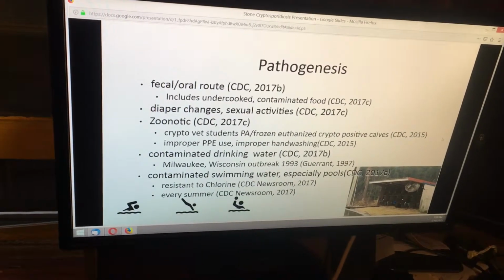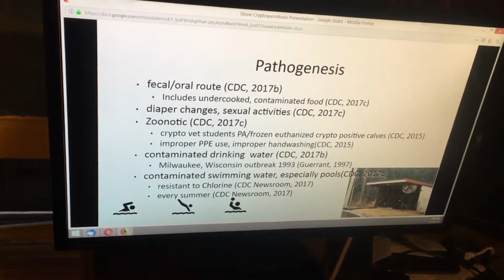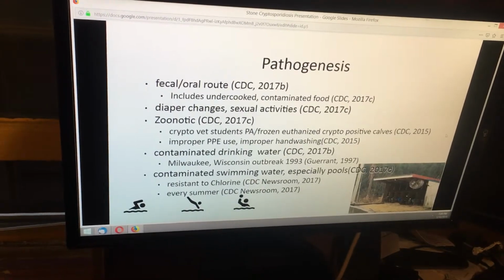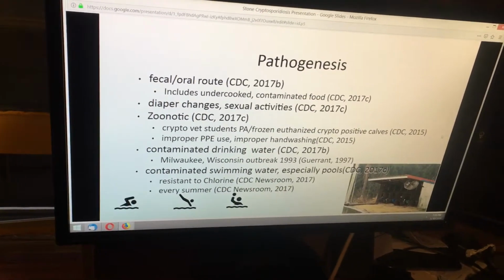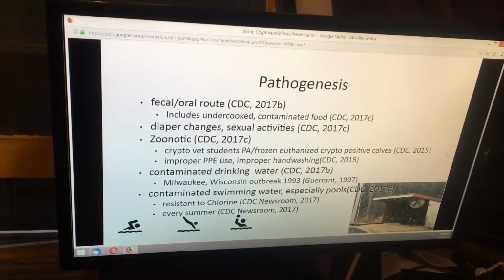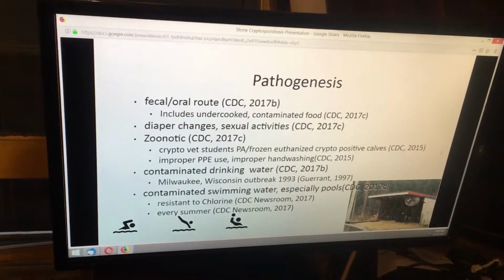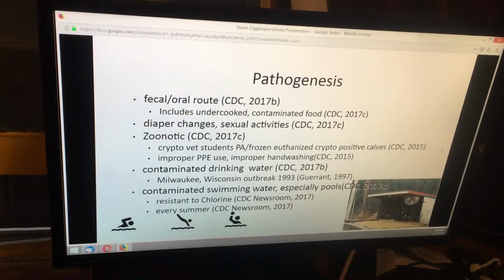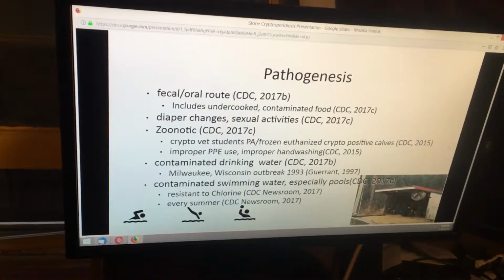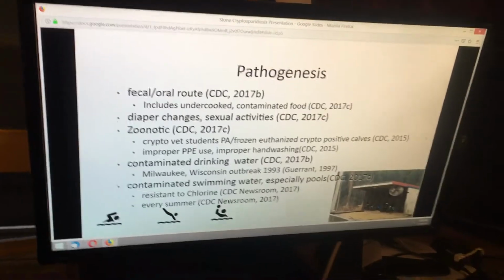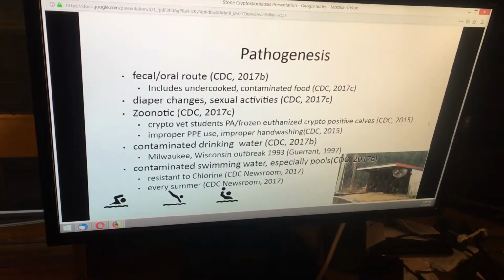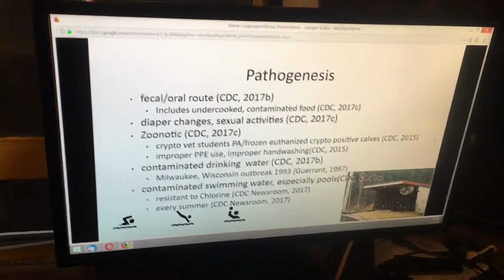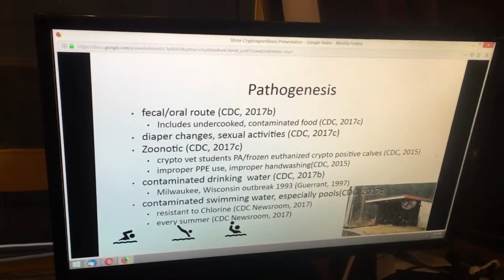The zoonotic route is also a prominent route for getting cryptosporidiosis. In 2015, there were several vet students in Pennsylvania who were infected after handling some crypto-positive calves, and they had not properly removed their personal protective equipment and had not used proper hand washing technique in enough time to protect themselves from accidentally ingesting contaminated fecal matter.